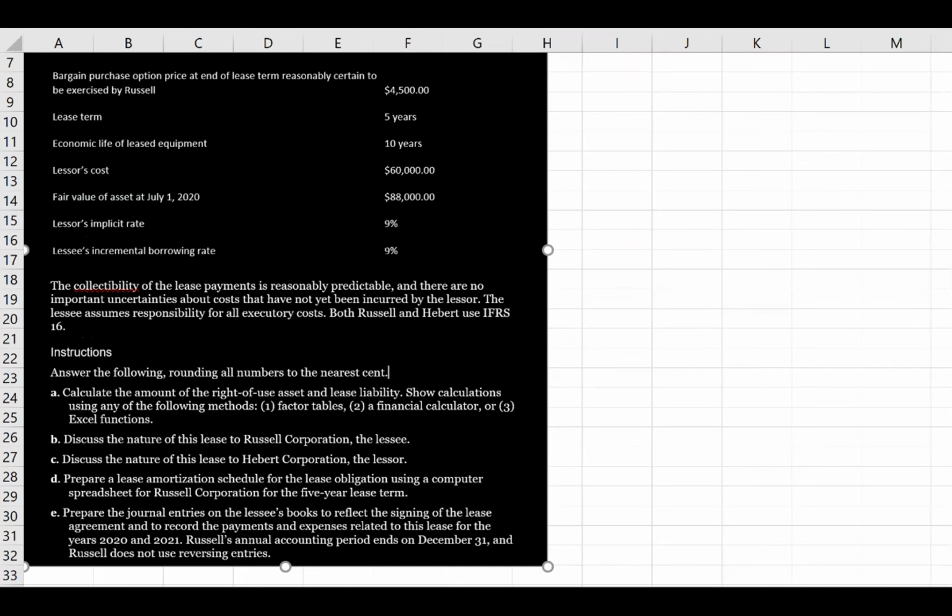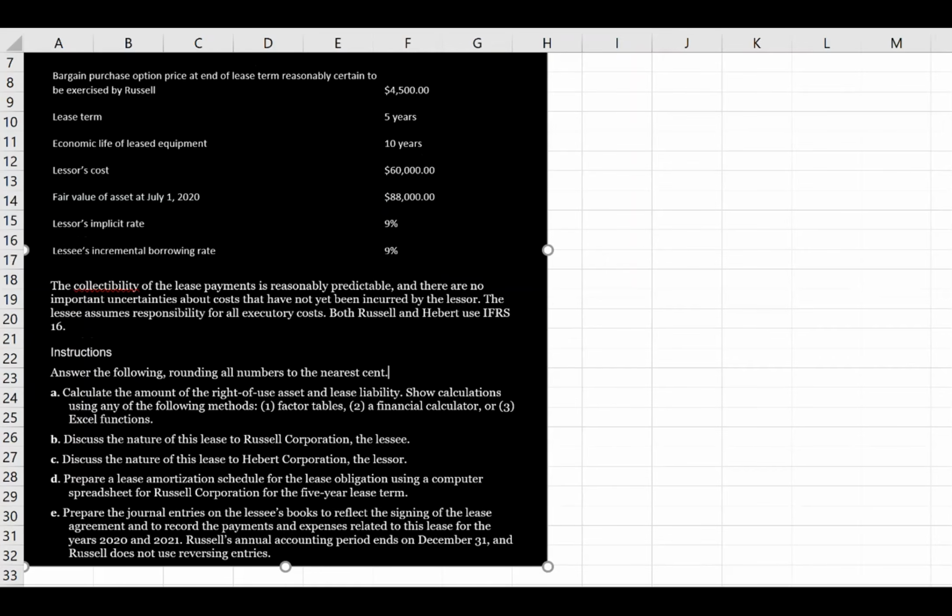So we did discuss the nature of the lease for the lessee. We discussed the nature of the lease for the lessor. We prepared an amortization schedule. And now it says prepare the journal entries to reflect the signing of the lease and to record the payments and expenses related to this lease for the years 2020 and 2021. Russell's accounting period ends on December 31st. So there's a huge nuance here.